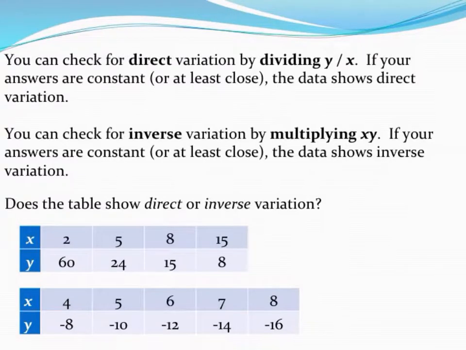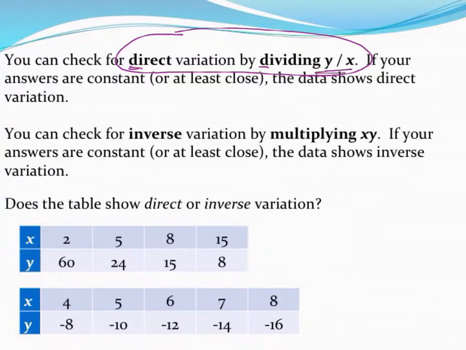In order to check whether or not a table shows direct or inverse variation, we're going to look for a constant of variation, our a value, by doing one of two things. If we divide all the y values by all the x values, and we end up with a constant, the same thing each time we divide, that would show direct variation. I like to think divide, direct.